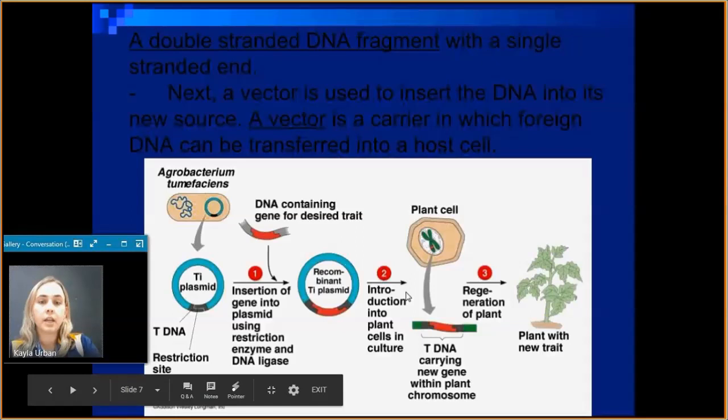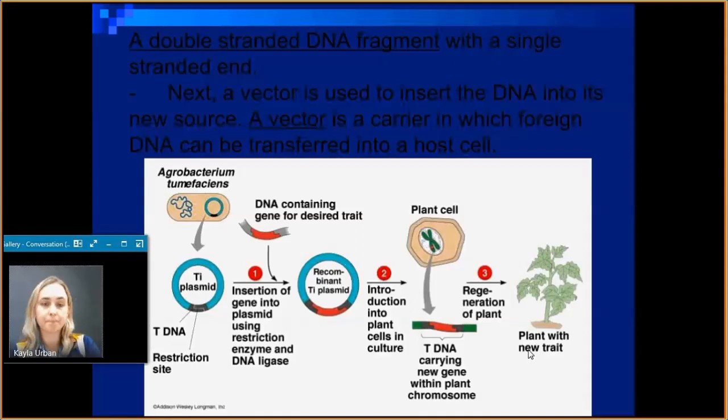And then that bacterial cell is introduced into the plant cell in a culture, and that bit of information can be inserted into the plant chromosome, and then the plant can be generated with a new trait.